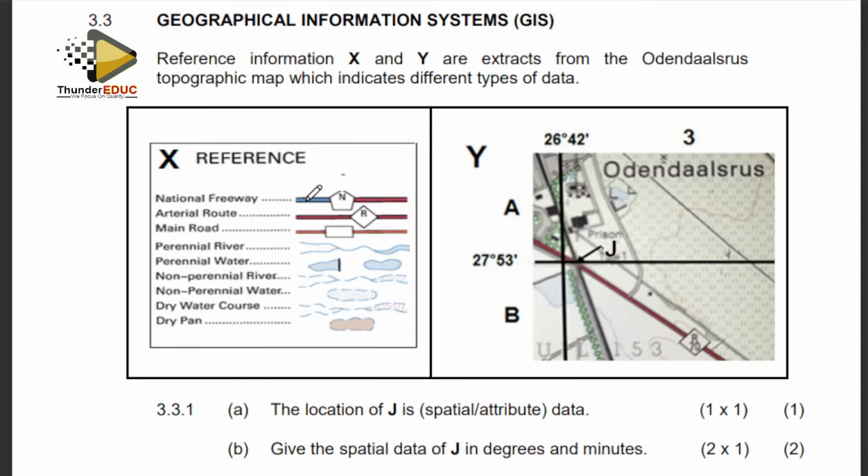National road, this is the national road, the way you see the N. Arterial route, there's an R there. Main road, it's like that. Perennial river, it's like that. Non-perennial river, it's like that. This is X, and Y is here. Y is basically the interpretation of this arterial route. You can see the color here is the same color here.